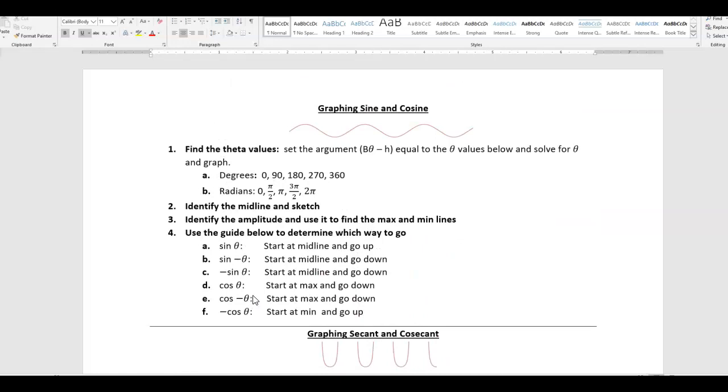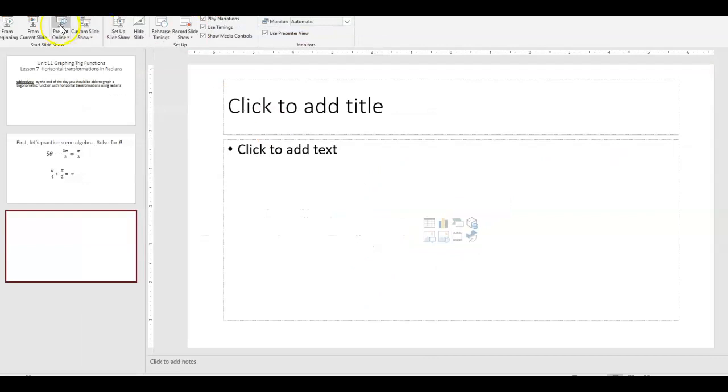So the first 2 things we're going to do is I'm going to do an example. You're going to do an example, sine and cosine, that involves these steps. Now today, we're only focusing on the radians, but all the same steps apply. Okay, so let's go ahead and take a look at our first example here. Example 1.